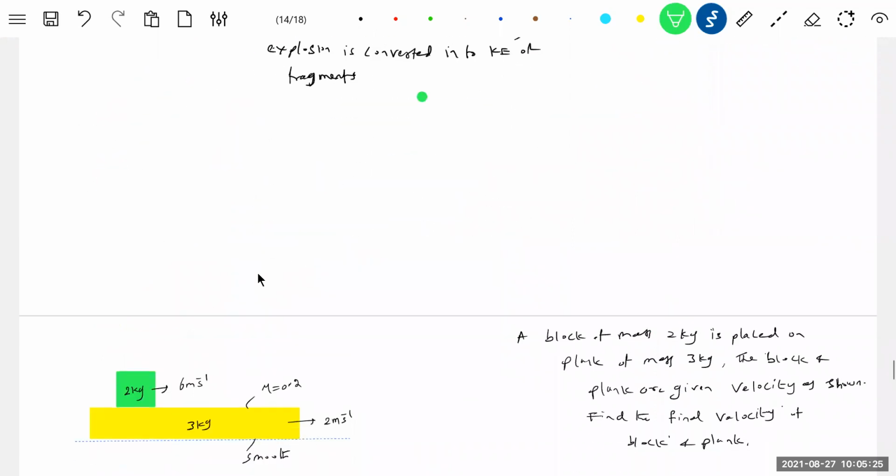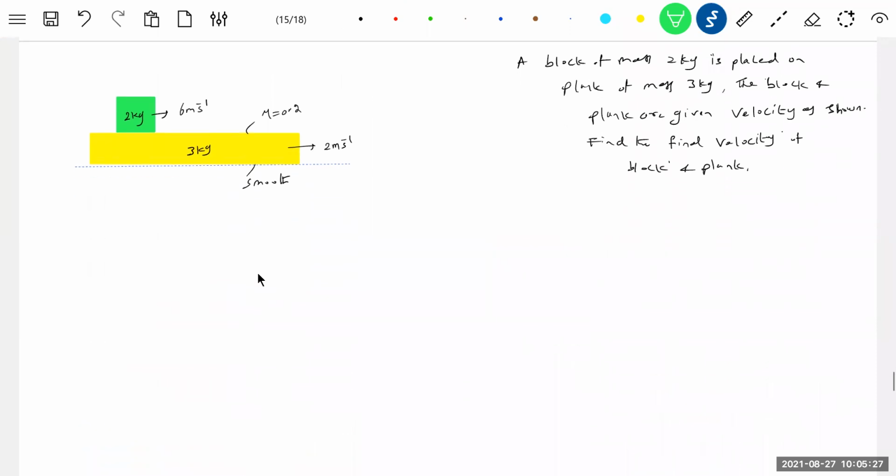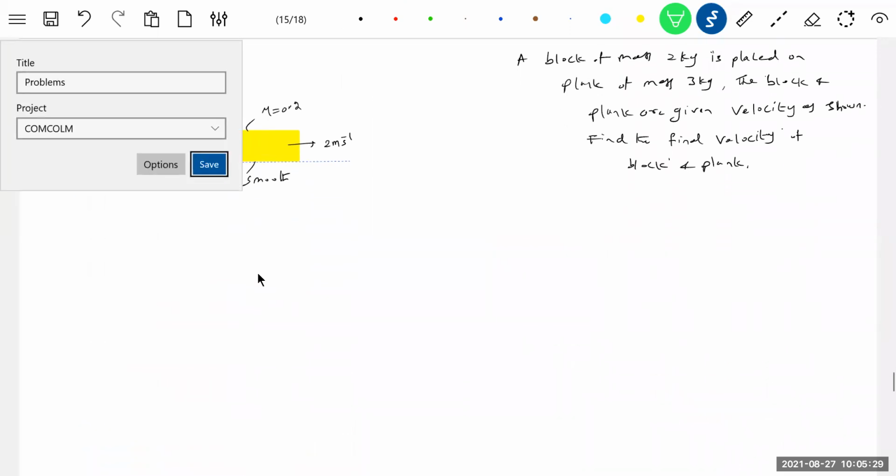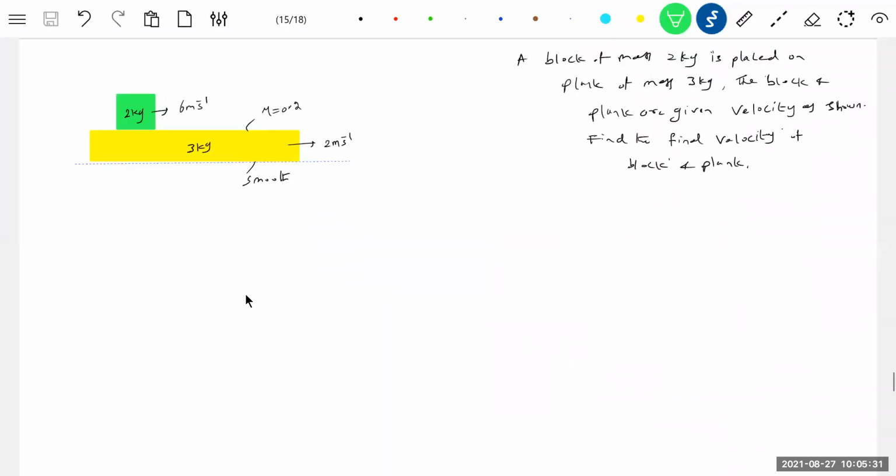Let's go for the other one. Sir, can we take the E naught as E naught by 2, sir? It all depends upon the condition, what it gives. If half of the energy is released, you take E naught by 2.